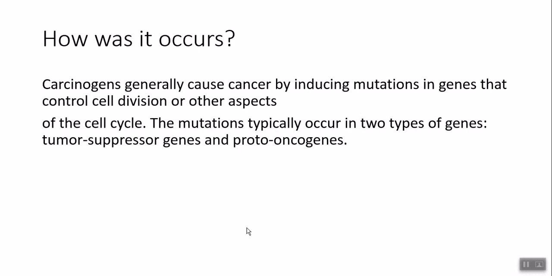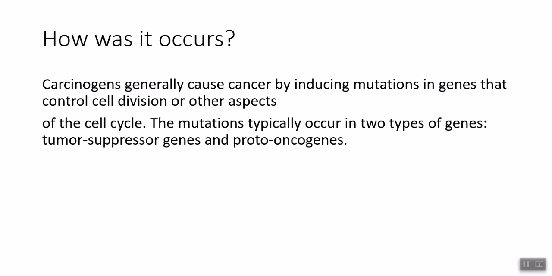So what does it do? How does cancer occur? Carcinogens generally cause cancer by inducing mutations in the genes that control cell division or other aspects of the cell cycle.